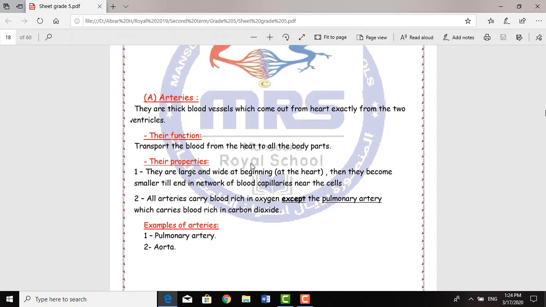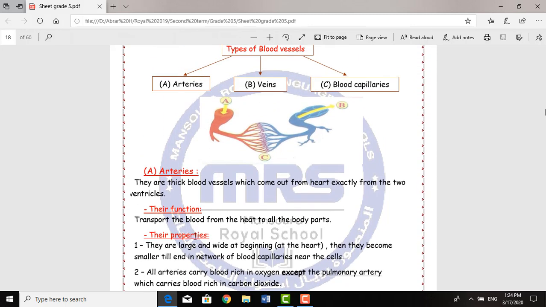The properties of the artery. The first property of the arteries is that they are large and wide at the beginning, which means that they are large and wide at the heart. Then they become smaller till the end of the network. What is the end of the artery? The end of the artery is the blood capillaries, and the blood capillaries are always found near the cells and the tissues. Again, arteries are large and wide at the beginning, and they become smaller till the end, a network of blood capillaries near the cells.